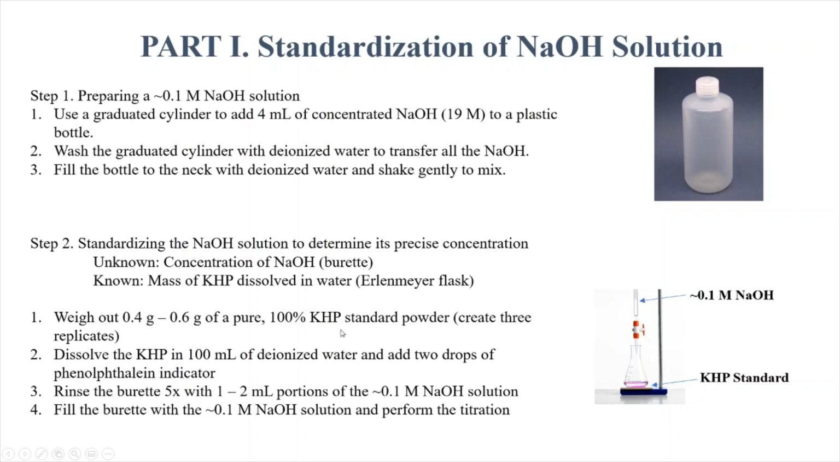So we're going to get 3 Erlenmeyer flasks and weigh out about 0.4 to 0.6 grams into those 3 flasks. We're going to note those weights to 4 significant figures for each of the flasks, so we have a very accurate measure of how much of the KHP standard we have. Then in each of those, we're going to dissolve the KHP in about 100 mL of water and add 2 drops of our phenolphthalein indicator. That is what's going to give us the color change. And then we're going to perform our titration as we did in the video.